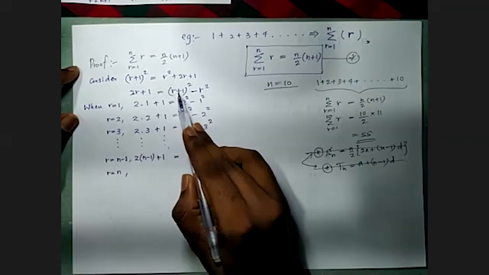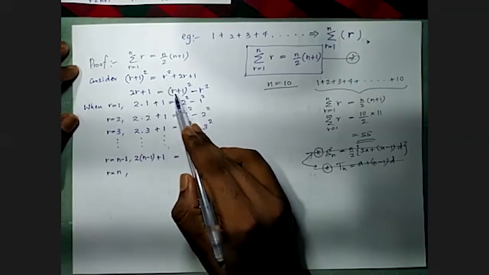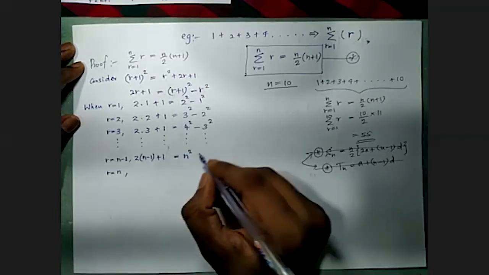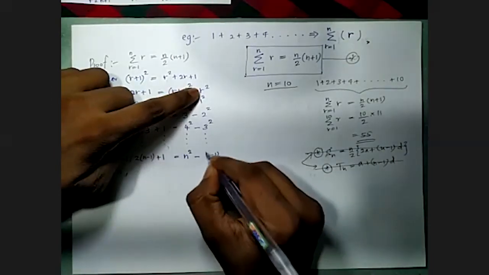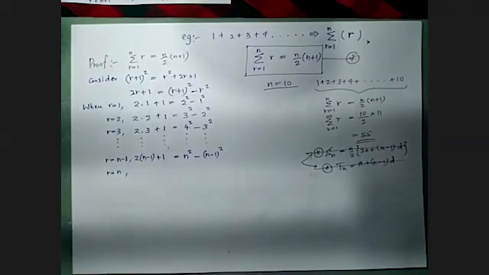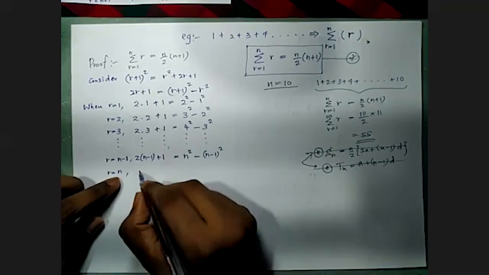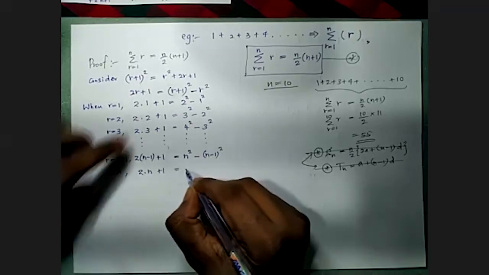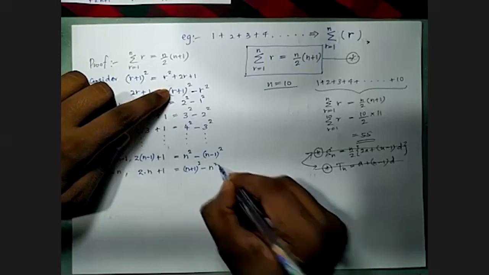n minus 1 plus 1. Plus 1 minus 1 get cancelled. We are left with n. Then n square. Here we have n square minus, substitute n minus 1 for r. That is n minus 1 square. Now substitute r equals n. Here we have 2 times n plus 1. n plus 1 whole thing square minus n square.